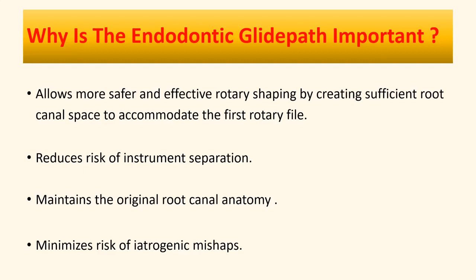Why is the endodontic glide path important? Because it allows safer and more effective rotary shaping by creating sufficient root canal space to accommodate the first rotary file. It reduces the risk of instrument separation. It maintains the original root canal anatomy, and it also minimizes the risk of iatrogenic mishaps.